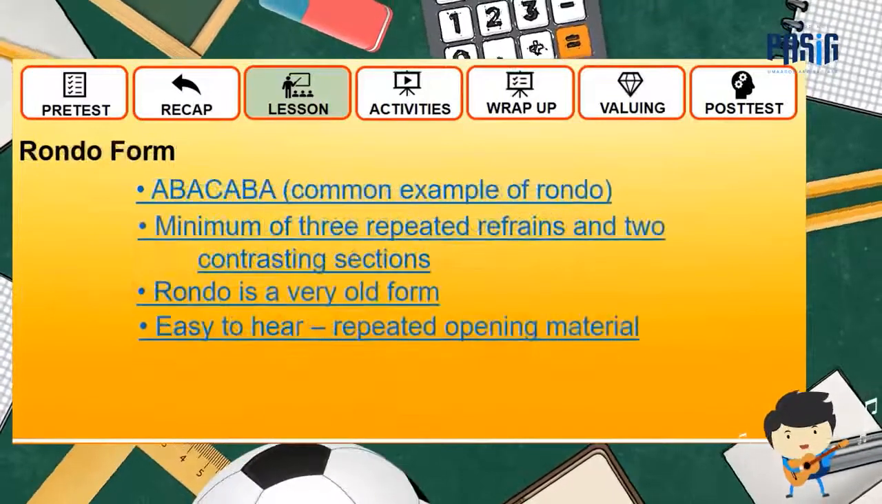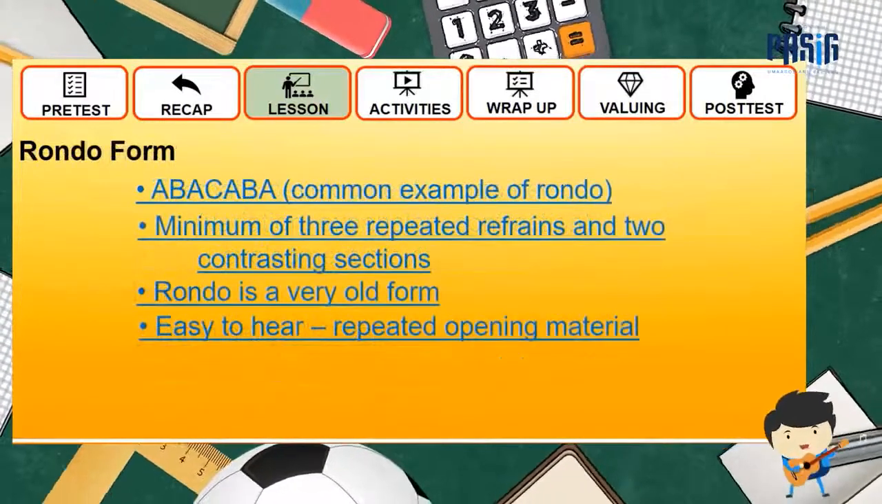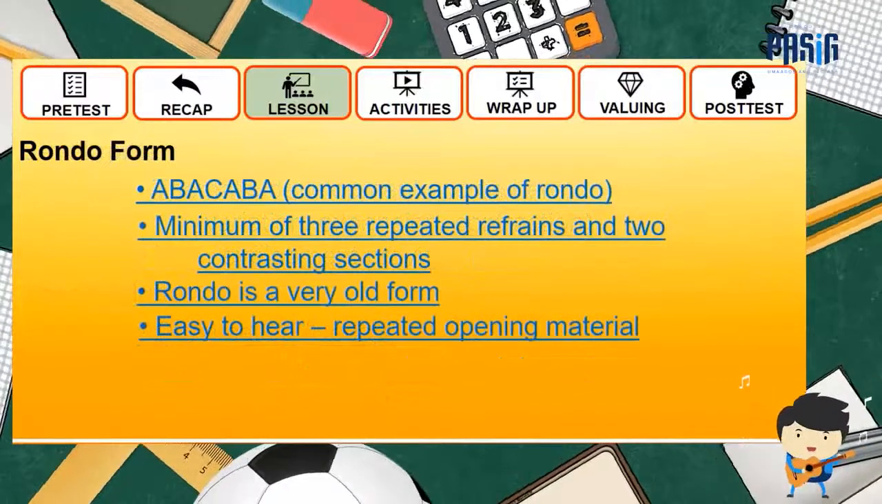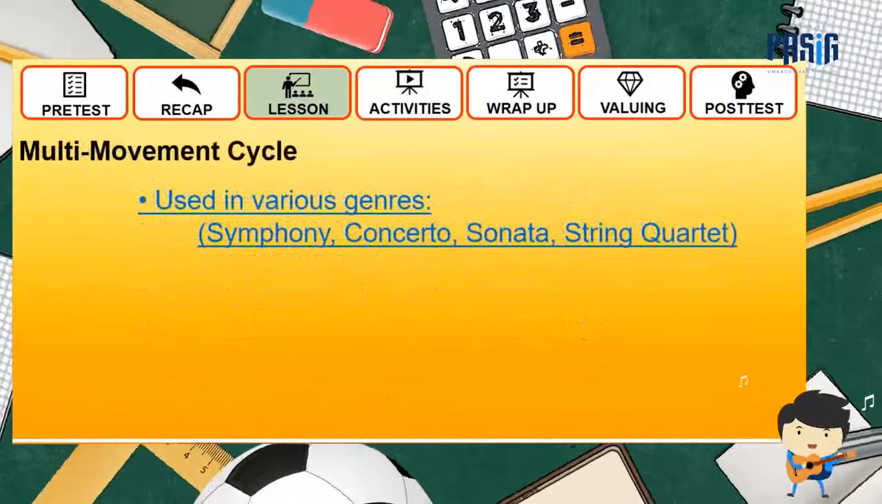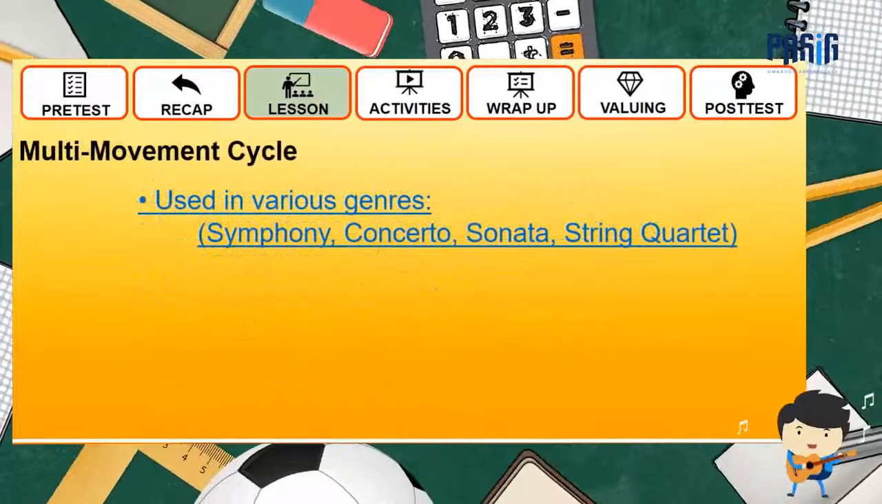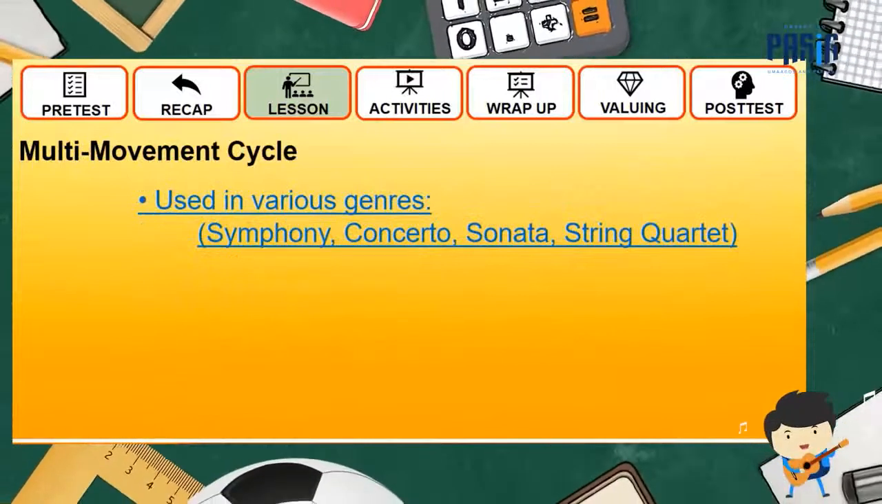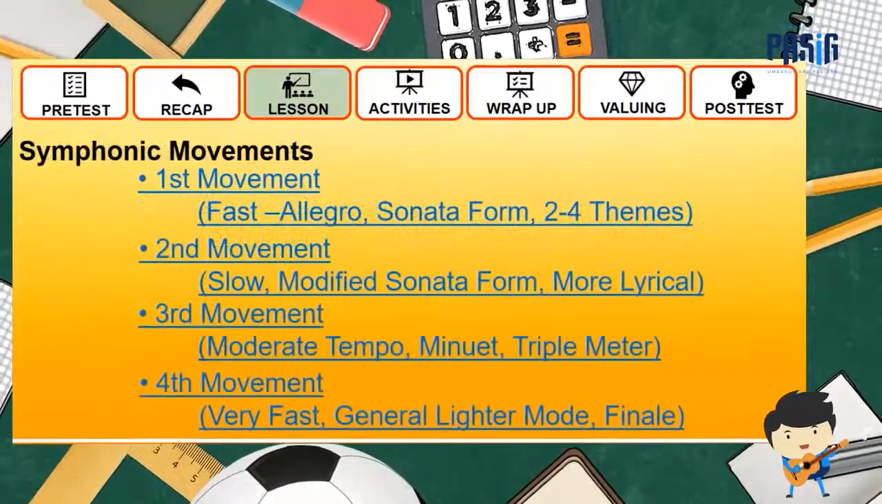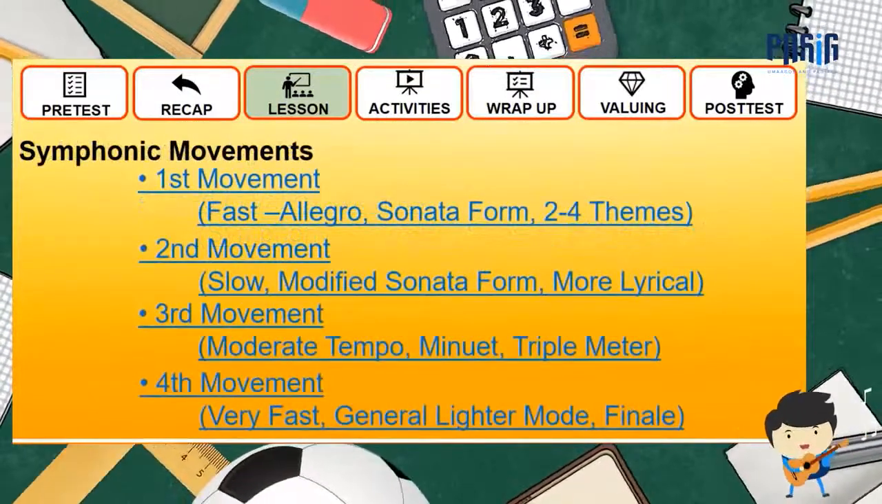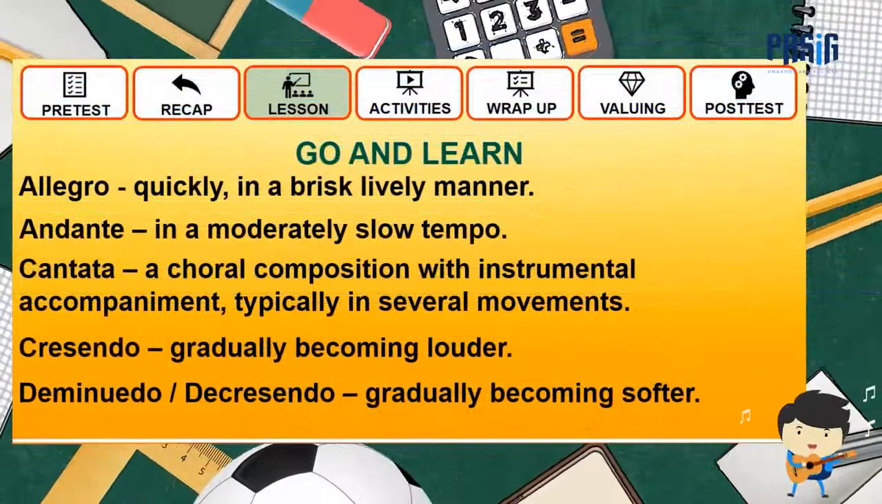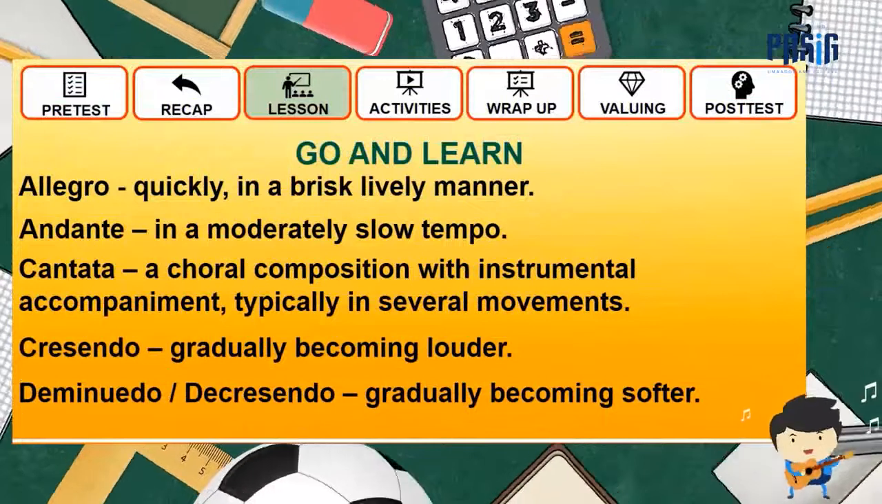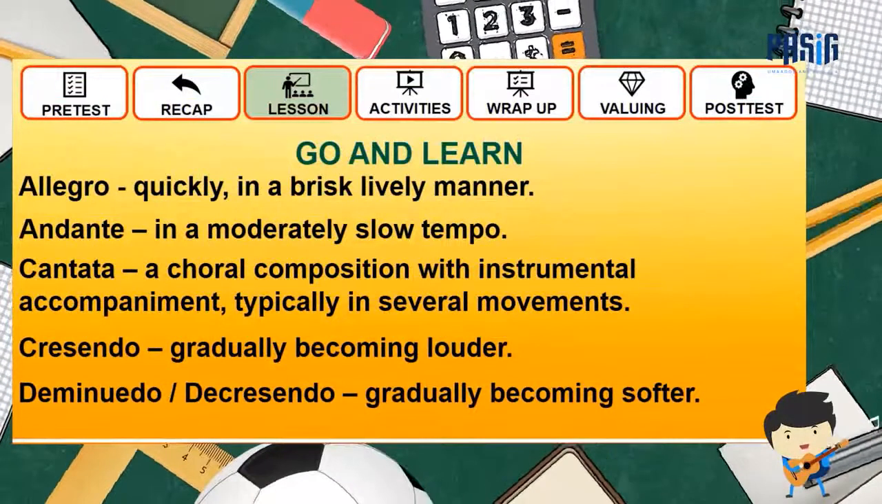Rondo form. Multi-movement cycle. Symphonic movements. Go and learn. Allegro, quickly, in a brisk lively manner. Andante, in a moderately slow tempo.